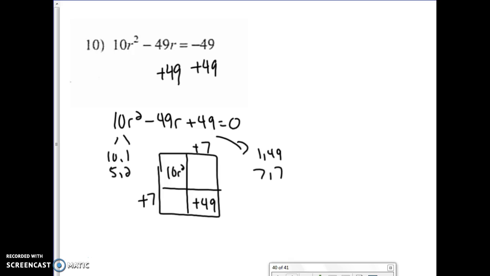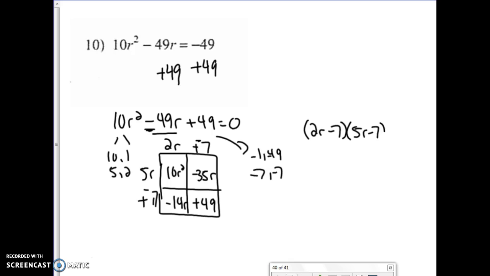And I'm not going to worry about 10 because that's going to be pretty big. So I'm going to do 5r and 2r. And what I realize is that because that's a minus, that means that these all have to be negatives. So I'm going to make that a negative 7 for both of those. So I get negative 35r and negative 14r. If I add those two, I get negative 49, so I'm good. So the factored form is 2r minus 7 and 5r minus 7 equals 0.